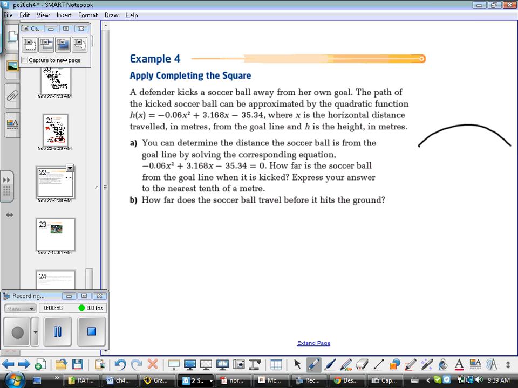So basically, when it's kicked, it's at a height of 0, and when it hits the ground, it's at a height of 0. So we are looking for our x-intercepts here. Those are going to be the solutions of the corresponding quadratic equation. So let's take our function as an equation, and we'll make it equal to 0 because we are looking for the x-intercepts.